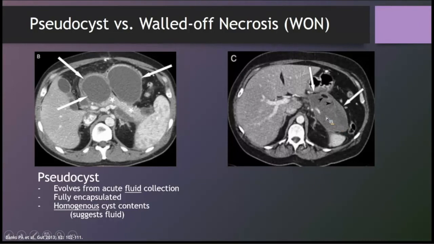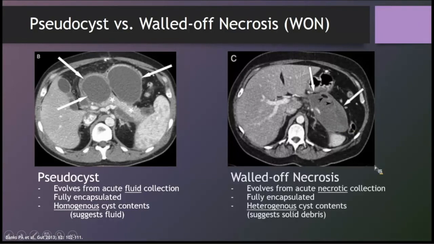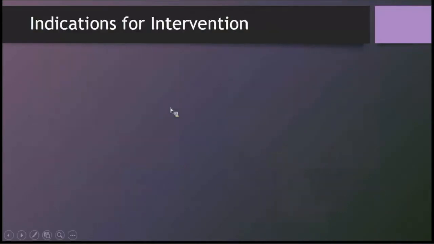I don't know if it projects, but you can see various different densities in here. And what that is, that's actually debris. Right? Now you've got dead tissue, and that dead tissue forms chunks of debris. And so it's heterogeneous. Some are much more heterogeneous than others.